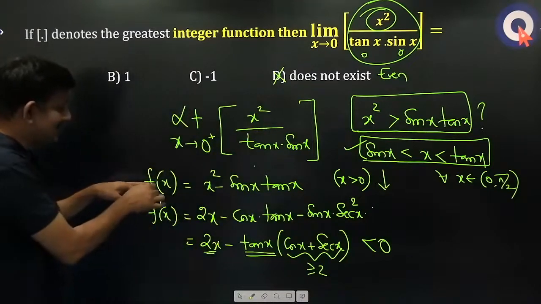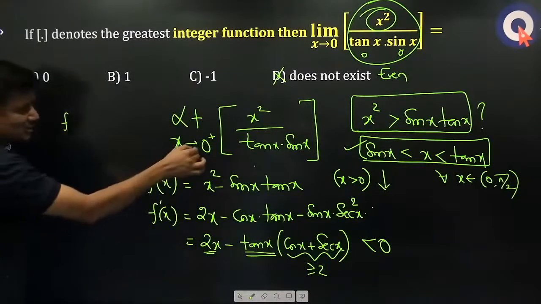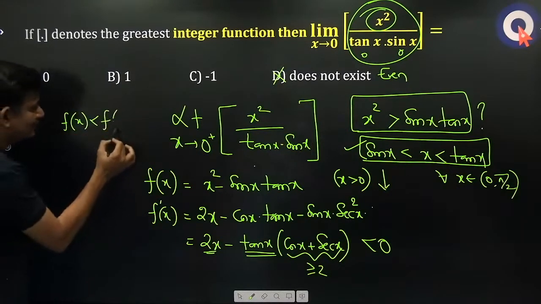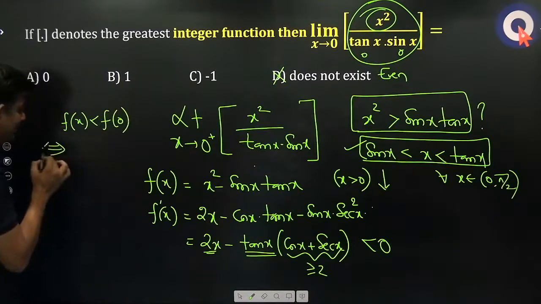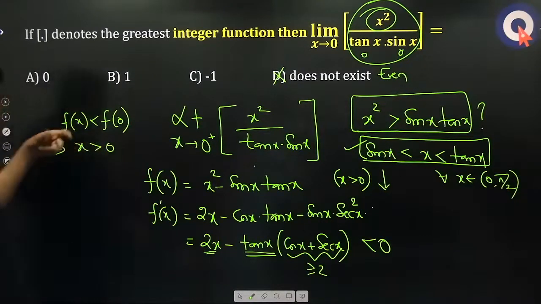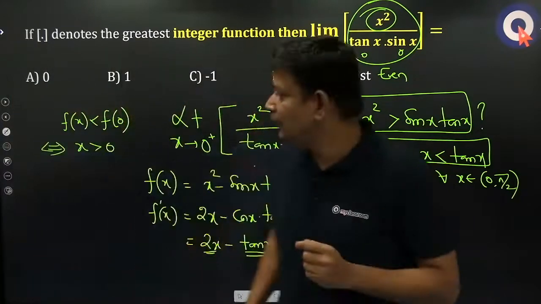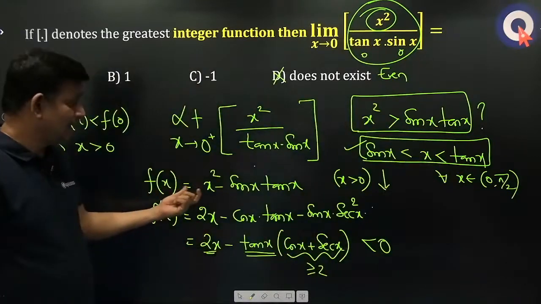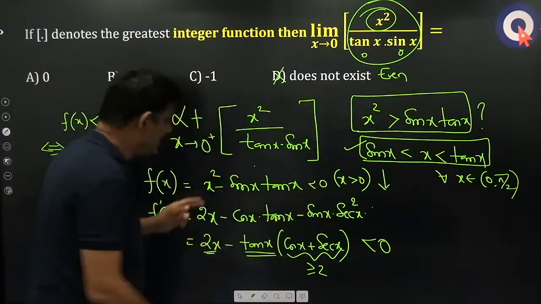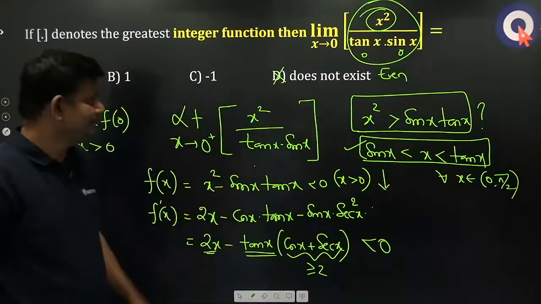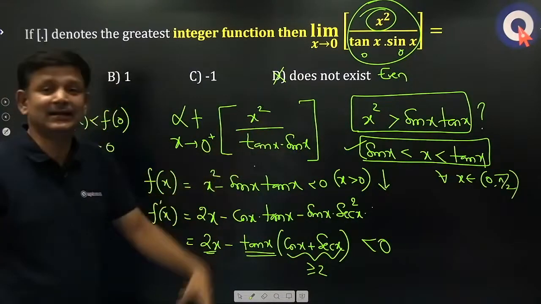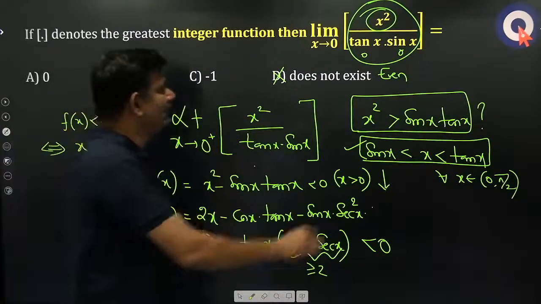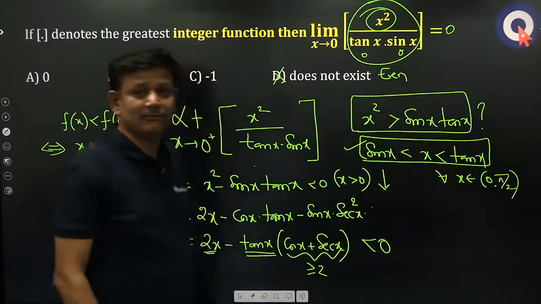Decreasing function, what happens? Because x is greater than 0, we are talking about x tending to 0 plus, f of x will be smaller than f of 0. Inequality reverses whenever you apply a decreasing function. So f of 0 is 0, f of x is negative. F of x is negative in the sense x square will be smaller than sin x tan x, that is, the numerator is smaller than the denominator. So this integral part will come out to 0.